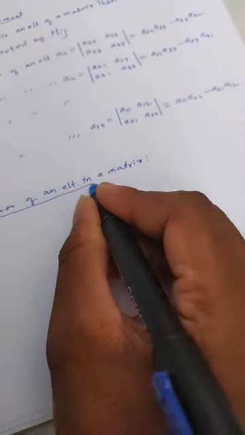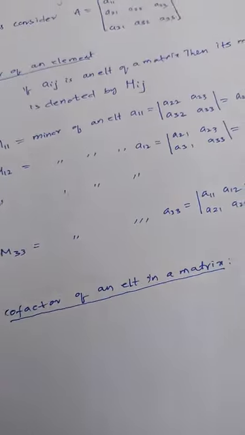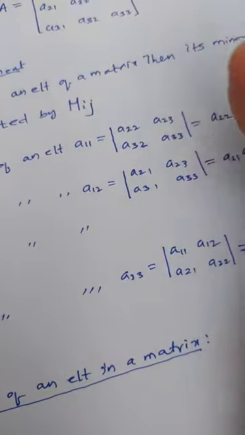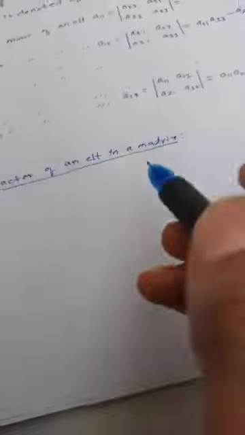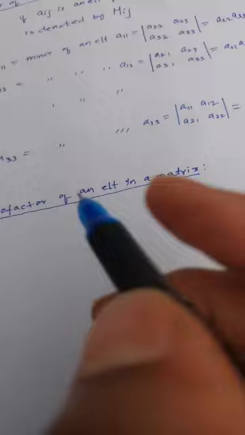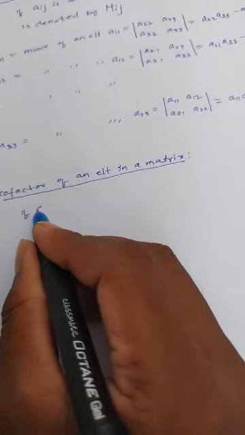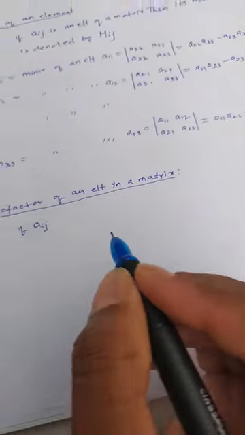Cofactor of an element in a matrix. So every element in a matrix has a minor as well as a cofactor. The cofactor is nothing but the minor with a sign, so it is called the cofactor. To find the cofactor of an element, suppose I am finding the cofactor of the element Aij.